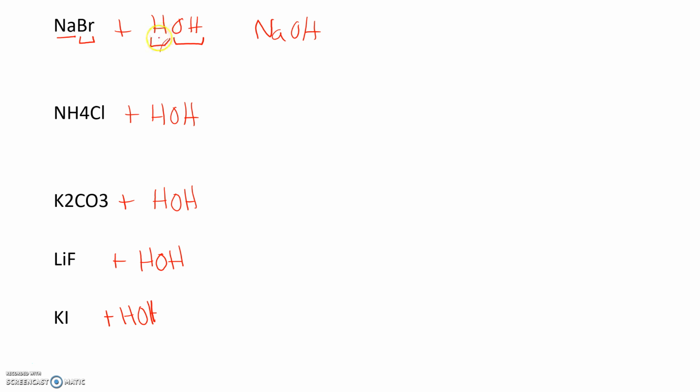The cation of this one and the anion of this one are going to form a compound as well, giving me HBr. Okay, so it's just a double displacement reaction. Same thing for all the rest of them. Instead of showing you, I'm just going to run through.